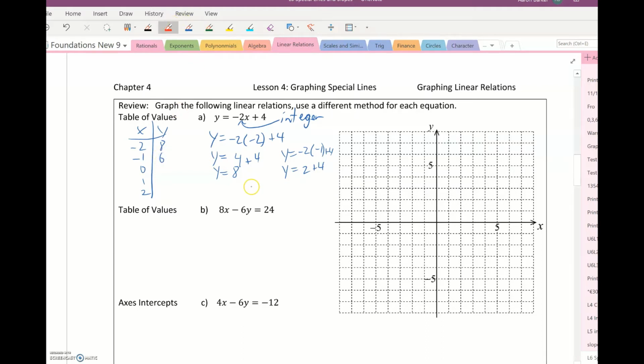And the next one is 0, so y equals 0 plus 4 because of the multiplication. Remember, -2 times 0 plus 4, that's why we get the 0. You're starting to see that pattern. So now I can see my rate of change is going up by 1, and here I'm going down by 2. So my rate of change is -2.